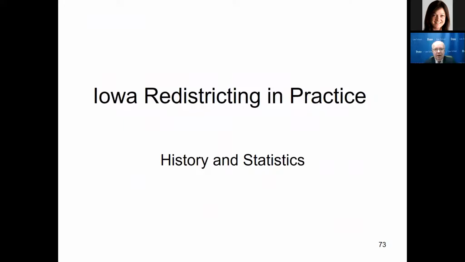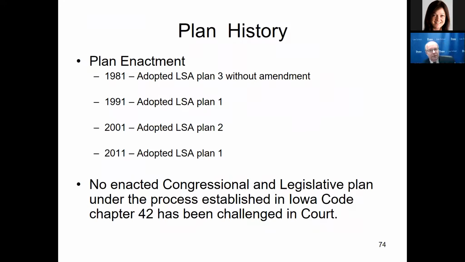So what's happened under Iowa's redistricting process? What's been the history? In each case, since Iowa's process was established, the plan presented by the Legislative Services Agency has been adopted without amendment. In 1981, the legislature went to Plan 3 for adopting the plan as submitted by the Legislative Services Agency. In 1991, the first plan was adopted. In 2001, the second plan was adopted. And last time, in 2011, the first plan was adopted. In each case, no enacted congressional or legislative plan under this process has been challenged in court.